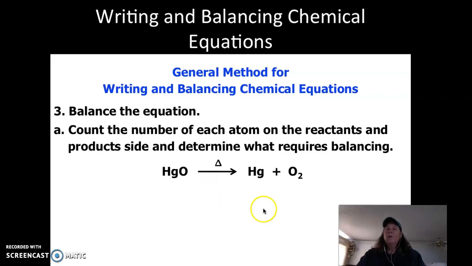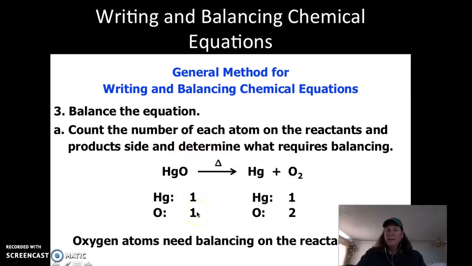Okay, so the only way you can balance them is put numbers in front. So I'm going to put a 2 here. That'll give me 2 oxygen. It'll also give me 2 mercury, so I'll put a 2 here. So by putting a 2 here and a 2 here, then I'm balancing my equation. Now, one thing you can do is you can write them out like this. You can see that they're not balanced. I have 1 and 1, and over here I have 1 and 2.